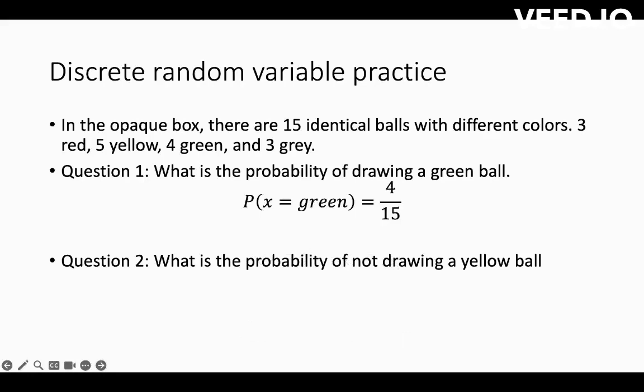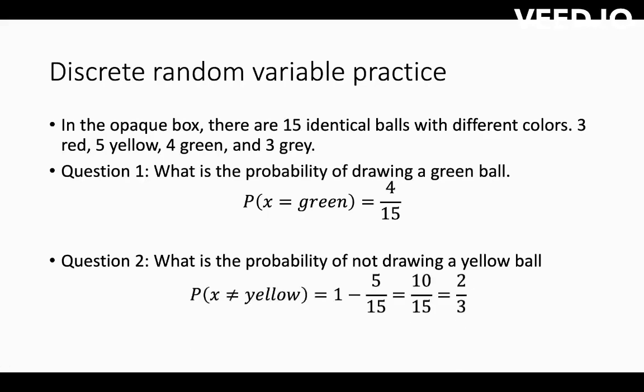Why? Because there are 4 greens out of the 15 balls. And since the balls are identical, they each have an equal chance of being drawn. So then the probability will be 4 over 15.